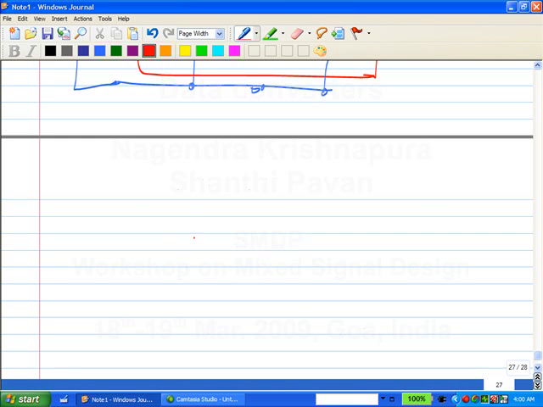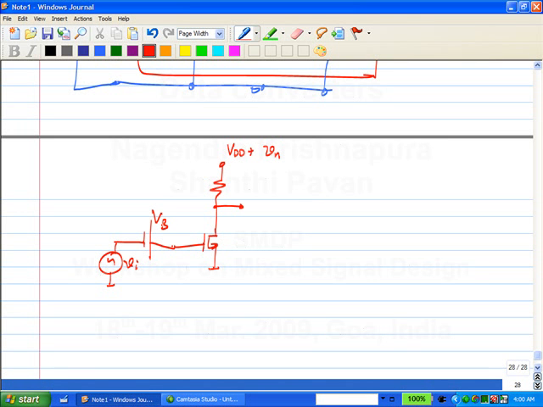in other words, taking the simplest example of a common source amplifier. Let me call this V noise, and this is some V bias. Let's say the transconductance of the transistor is Gm. This is R and the quiescent current is I. What is the quiescent voltage here? VDD minus IR is the quiescent voltage.